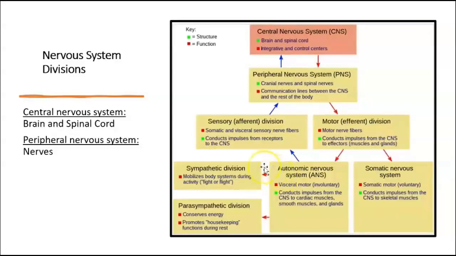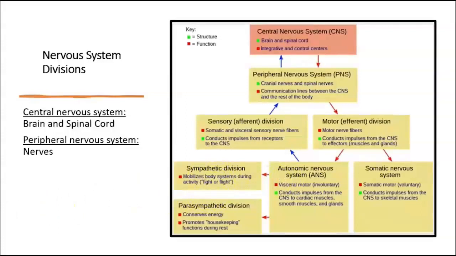So how many sensory you have? You have sensory somatic and sensory visceral. How many motor you have? Motor visceral and motor somatic. Motor visceral has two additional divisions, which are going to be the sympathetic and the parasympathetic.